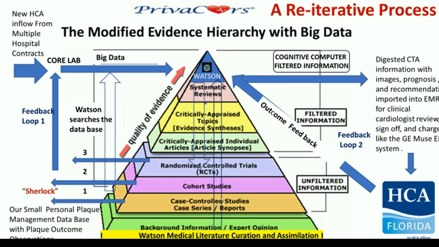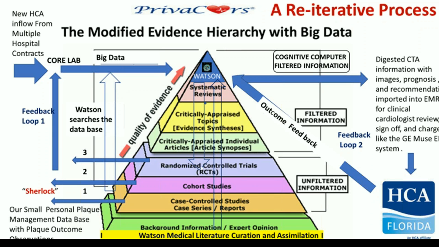What about case reports and case-controlled studies? Case reports are next to lowest value because it's not a randomized controlled study. It's not validated in terms of statistical validation. And then there are cohort studies, where you match a group up to the group that you have. Basically, they're not randomized, they're just a group that matches. This is all called unfiltered information.